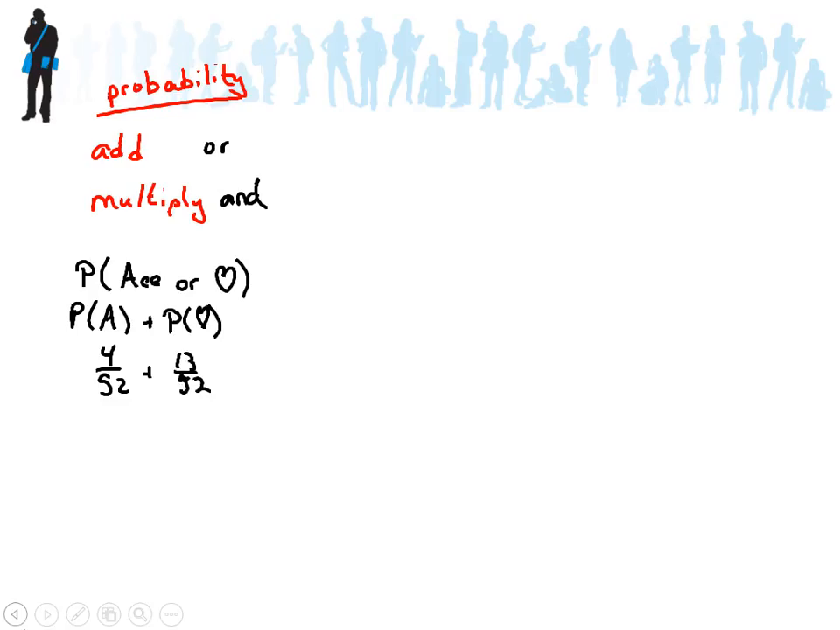Do we have anybody that's counted twice? The ace of hearts. So we have to subtract out that ace of hearts, which is one of them out of the 52. So we get 4 plus 13 minus 1, 16 out of 52, and then we would reduce that down to 4/13. Questions there?